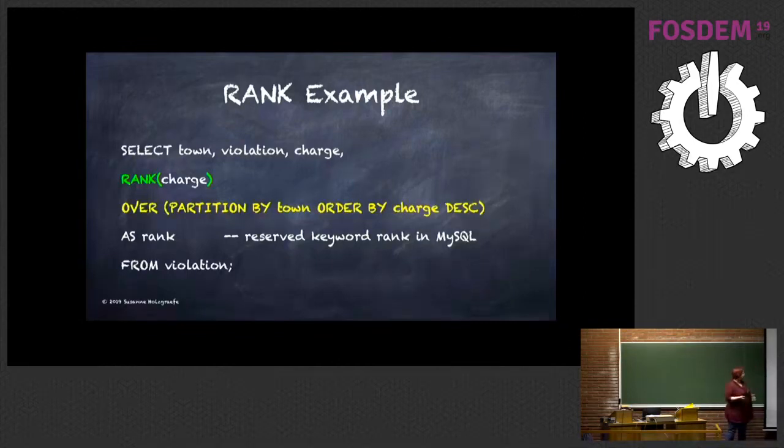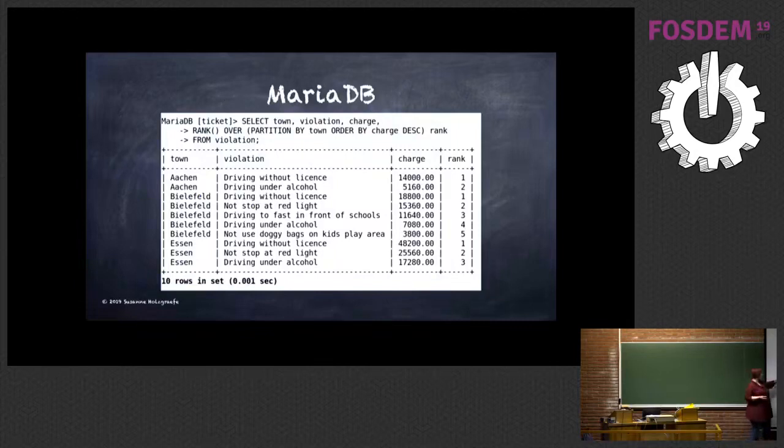And the result for the ranking is, you see, you have here Aachen. This is one, this is rank top. This is second. You have here top on Bielefeld is driving without license, and second, third, and so on. And top of Essen is driving without license, and the other is driving under alcohol at the end. So you can have a ranking. I see this very often used in online games. I have some gaming customers, and of course they like this function for ranking. But rank is used very often.